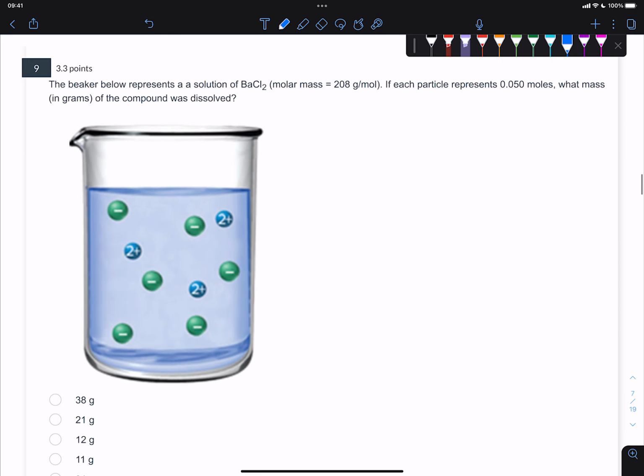Number 8, it says the beaker below represents a solution of barium chloride with the given molar mass. If each particle represents 0.050 moles, what mass in grams of the compound was dissolved?